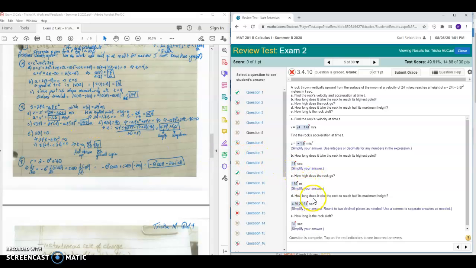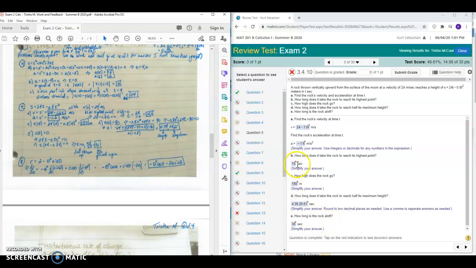Part D, it says how long does it take the rock to reach half its maximum height? So that means we want to know at what time its position is half of its maximum height. Max height is 180, so half is 90. So you set 90 equal to the position function and solve for t. So this just becomes a quadratic equation. So using the quadratic equation, you get these 2 times. That's because on the way up, it passes 90 meters, and then on the way down, it passes 90 meters again.